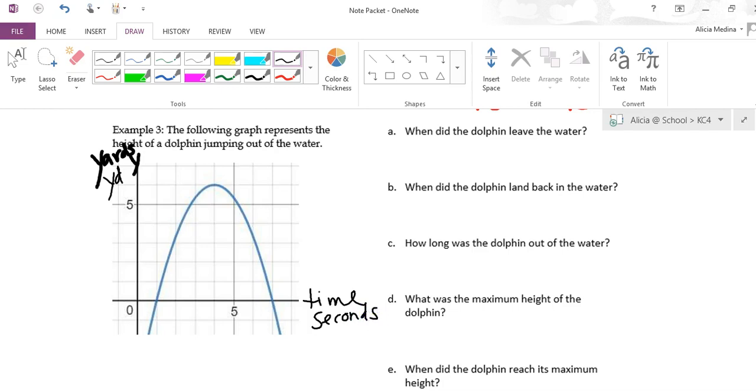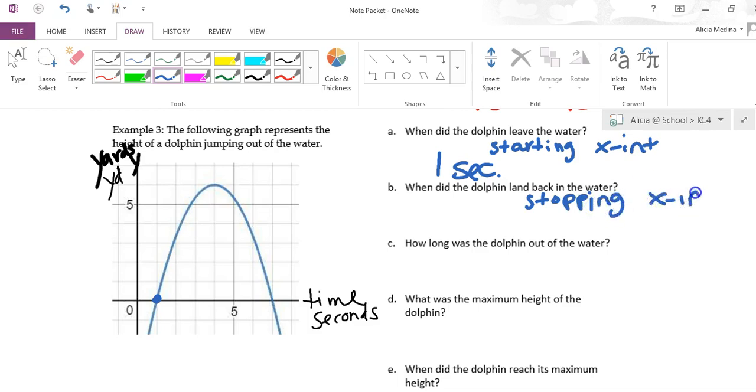All right, so when did the dolphin leave the water? So assuming that that x-axis is our water line, when did it reach out of the water? So this is going to be our starting x-intercept, which wherever it jumped out of the water is right here, and that would be at 1 second. All right, when did the dolphin land back in the water? So this is our stopping x-intercept. Our dolphin jumps up in the air, comes back down, lands right here, and that would be at 7 seconds.